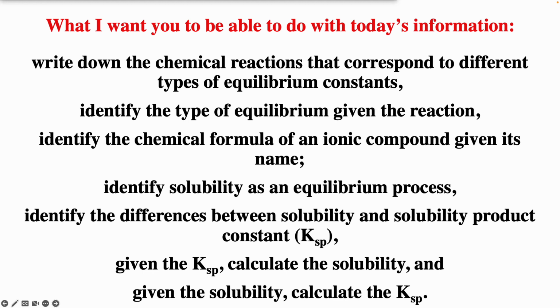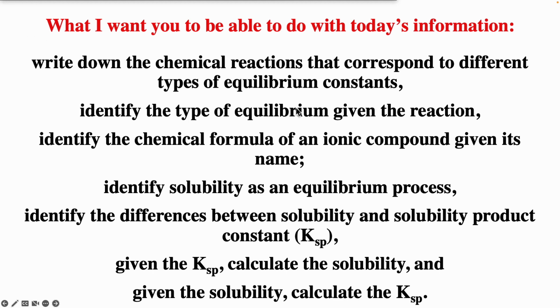After watching this video, you should be able to write down the chemical reactions that correspond to the different types of equilibrium constants. You should be able to identify the type of equilibrium given the reaction. You should be able to identify the chemical formula of an ionic compound given its name. You should be able to identify the solubility as an equilibrium process. You should be able to identify the differences between solubility and solubility product constant.